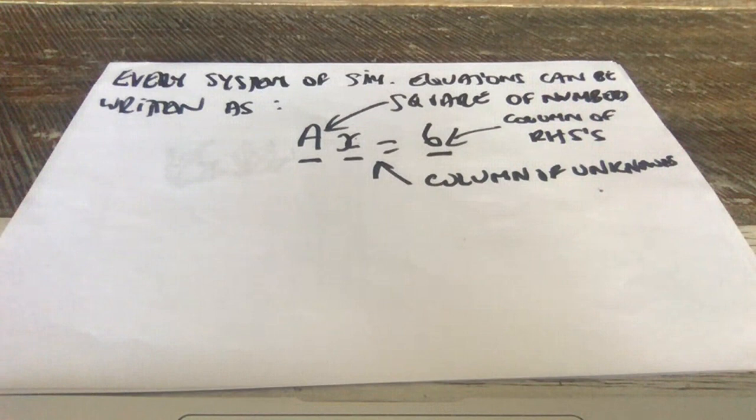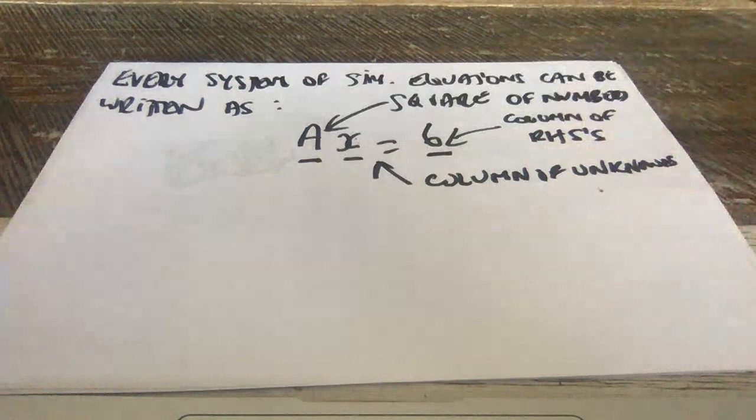But this is a nice general way of writing it. AX is equal to B, where A is a square of numbers, and A can be 10 million by 10 million, as it is typically these days. X is the column of unknowns, and B is the right-hand sides. Now, let me show you, if you write simultaneous equations in this way, magic happens. Let me be your magician. All right?